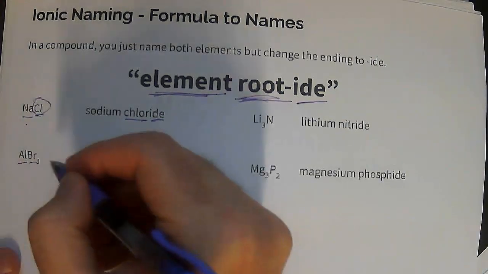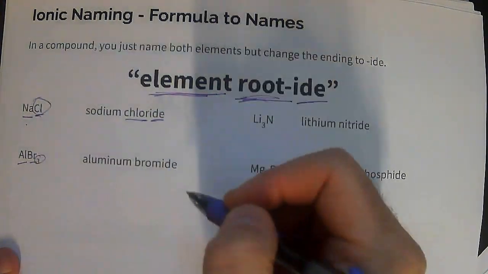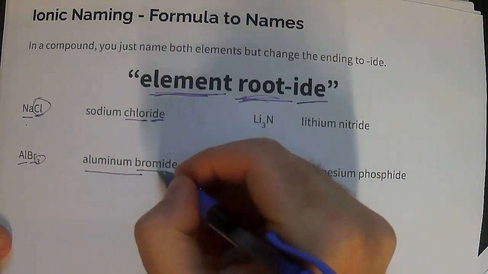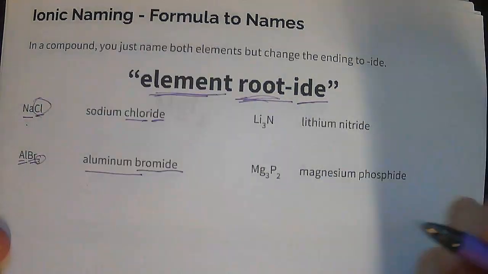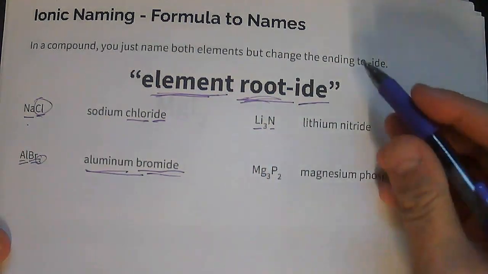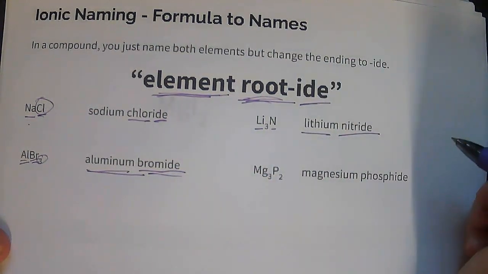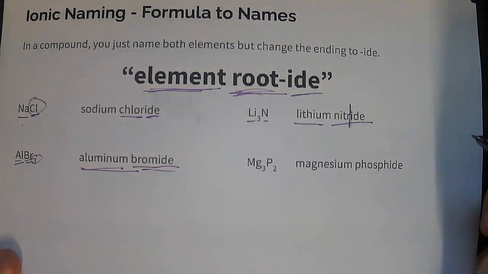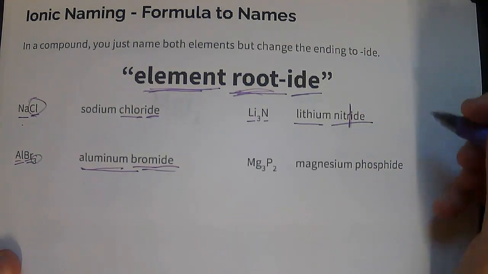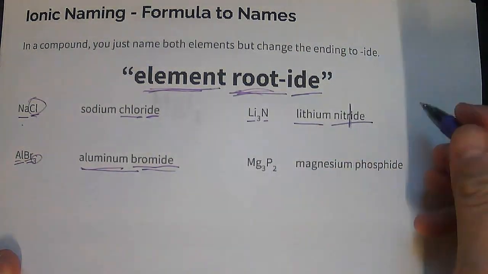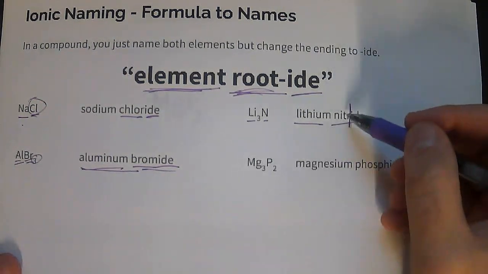So AlBr3. We don't have to worry about the fact that there's three of them. It's not a problem. We're just going to name this aluminum bromide. Aluminum and bromine, so we do aluminum bromide. This is lithium and nitrogen, so this is lithium nitride. That's going to be the challenge for you, knowing where the ide starts. The root of nitrogen is nitr, so it's not nitrogen, it's nitride.